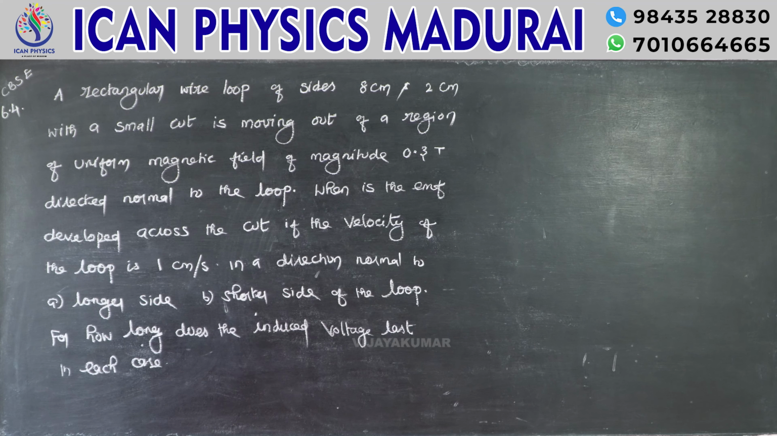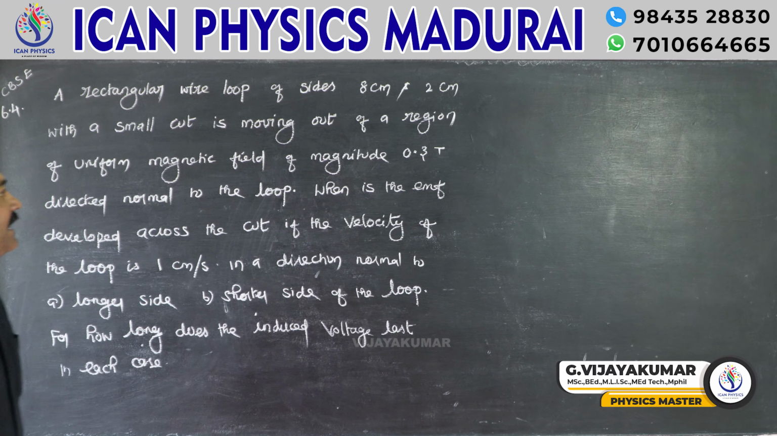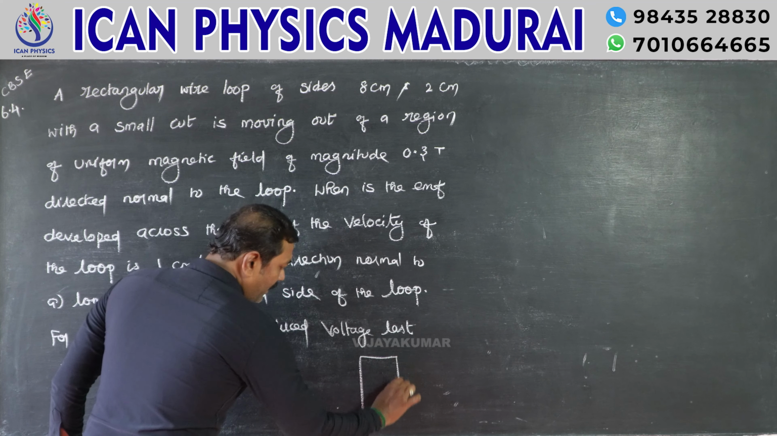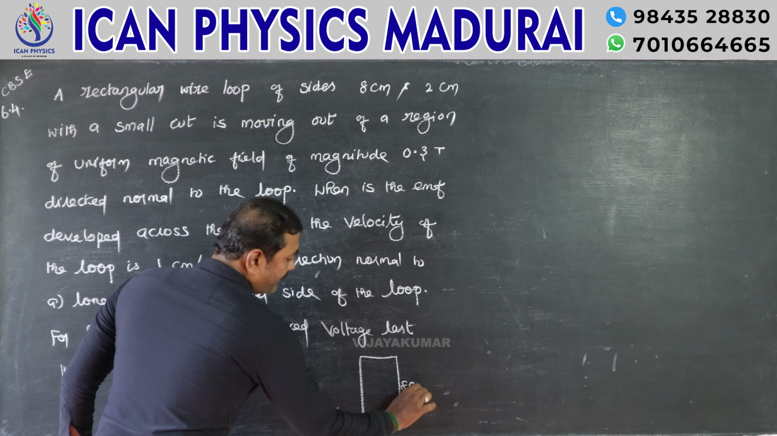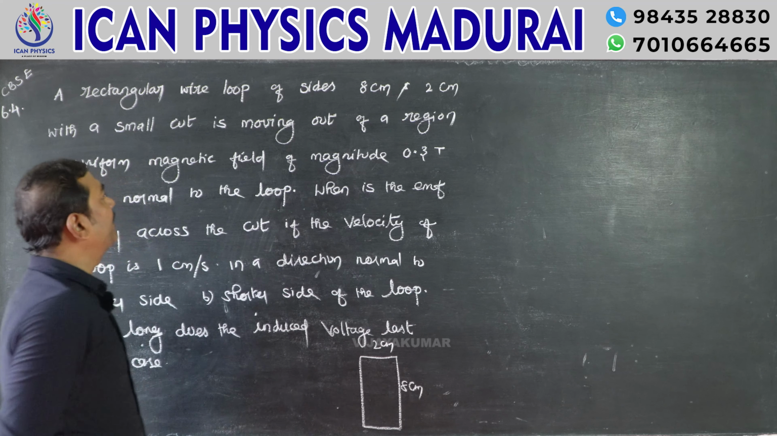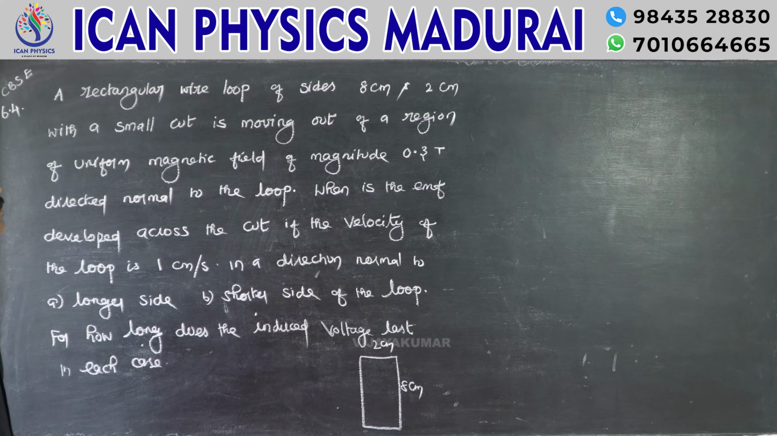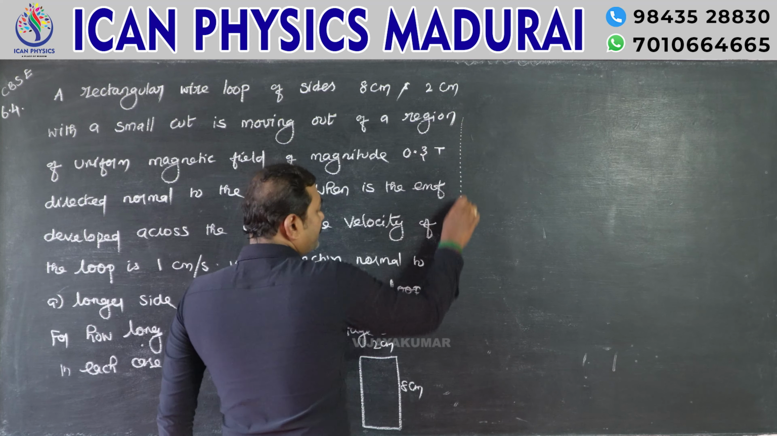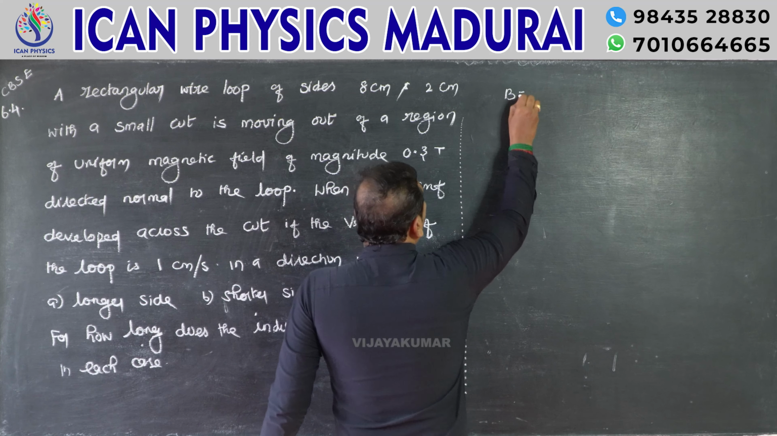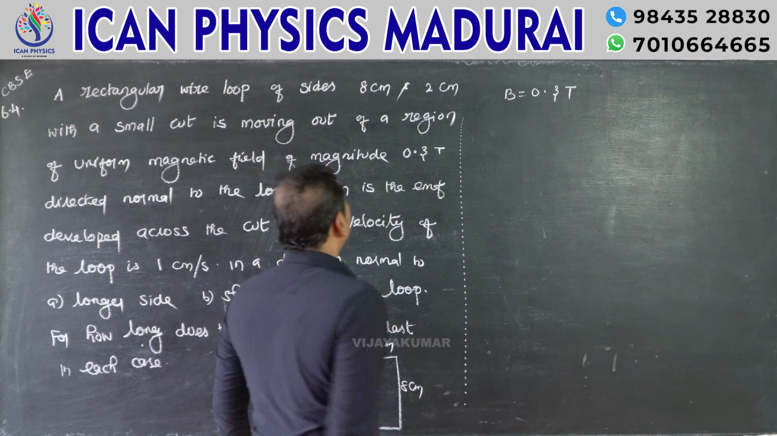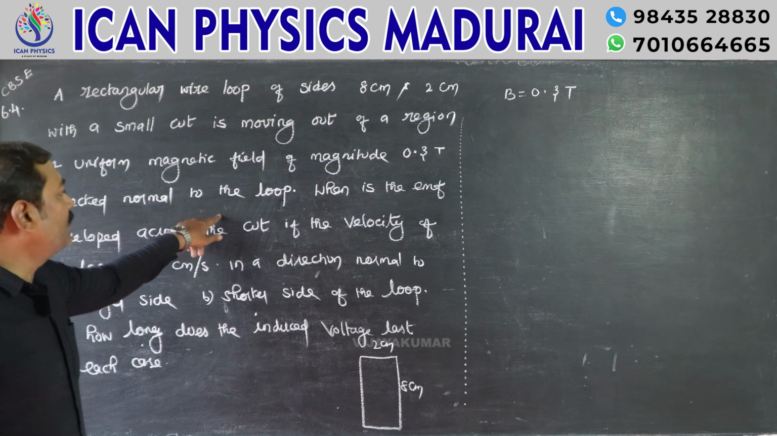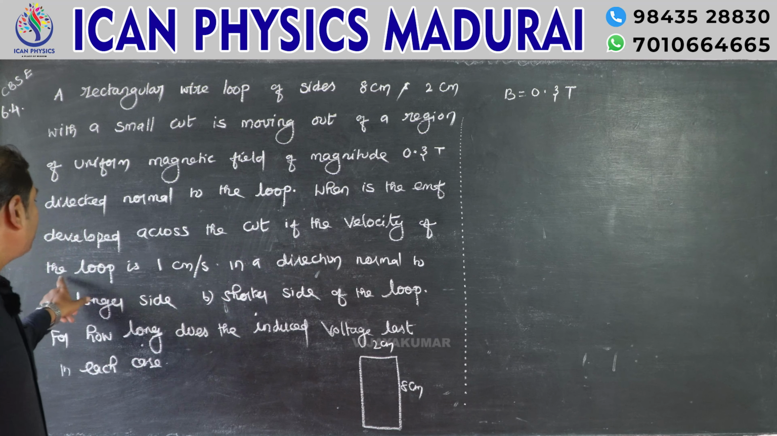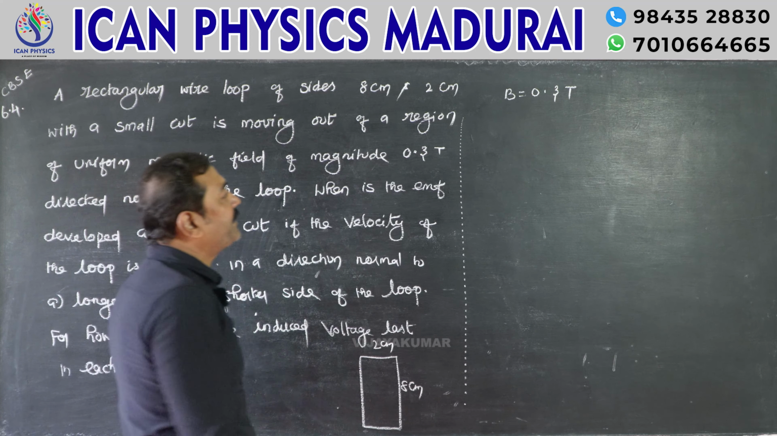A rectangular loop of side 8 centimeter and 2 centimeter. So let us consider a rectangular loop of side 8 centimeter and 2 centimeter with a small cut, moving out of a region of uniform magnetic field of magnitude B equal to 0.3 Tesla, directed normal to the loop. What is the EMF developed across the cut if the velocity of the loop is 1 centimeter per second?